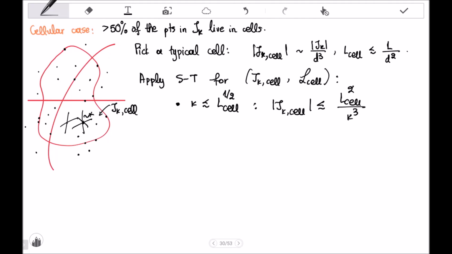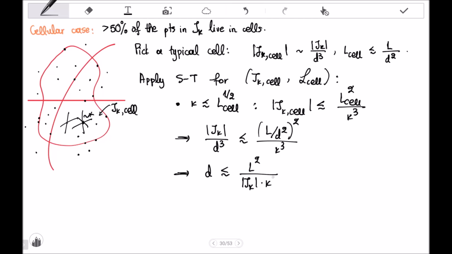That's what it says. And now I'm going to replace these quantities with the bounds I have for the typical cell. The left-hand side is the average, and the right-hand side is at most the average number of lines squared over k to the 3. And as I said, I see a relationship here between my degree, my points, and my lines. So I'll rearrange and see what it means for the degree. It's d to the 4 in the denominator on the right, so it should be at most L squared over JK times k to the 3.